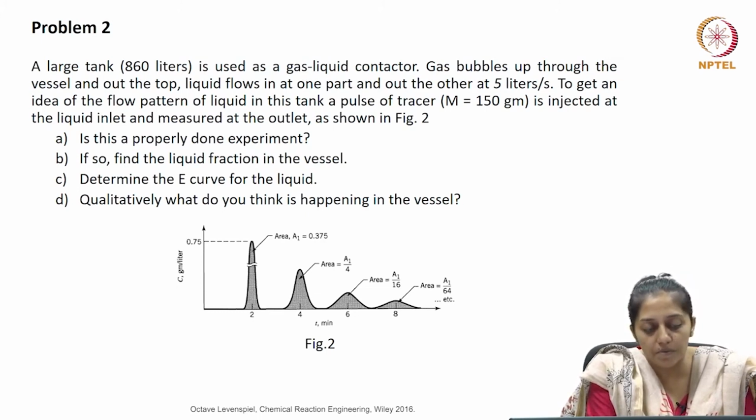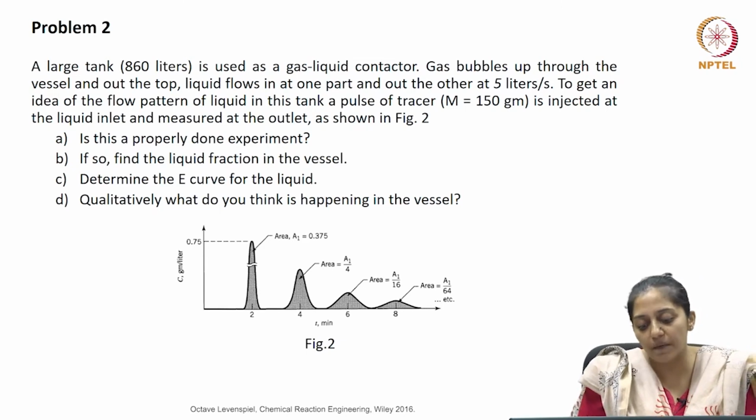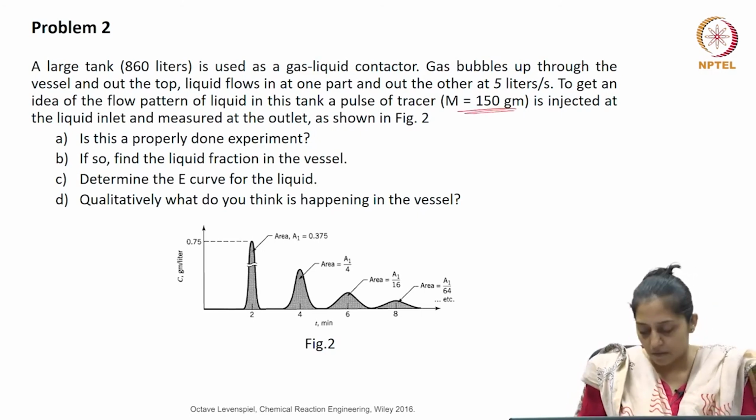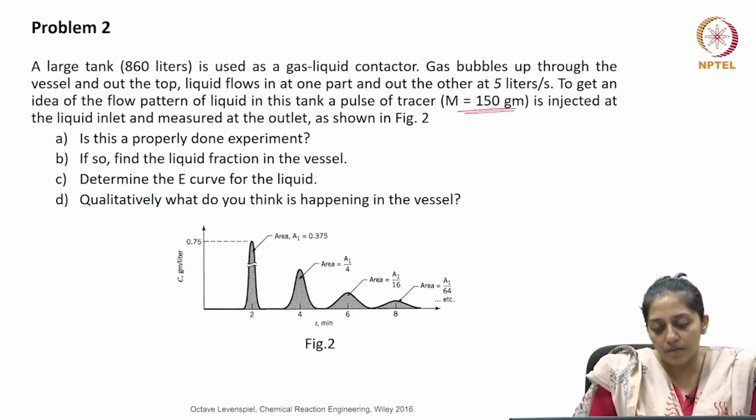Now, what is being asked is to check if this is a properly done experiment. In order to check that, we can do a material balance over the tracer. We know the total amount of tracer is 150 grams, and the concentration curve is given to us.